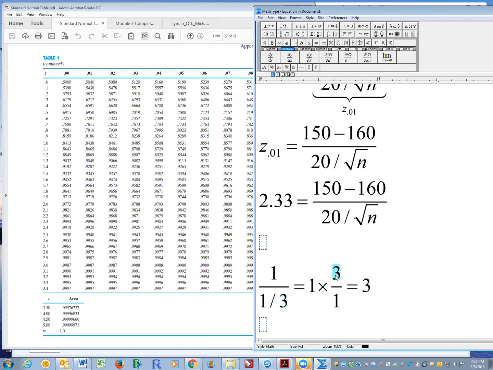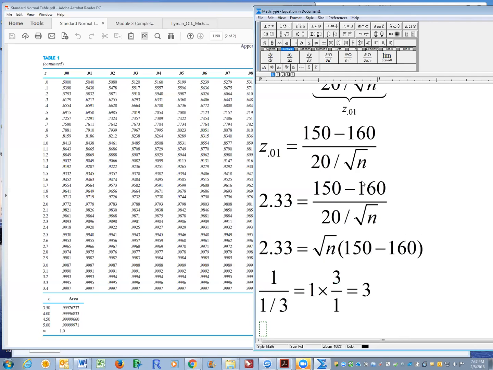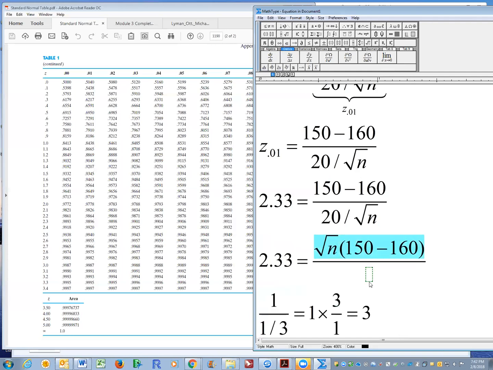So this root n here is really just up in this numerator with the 150 minus 160. So I could write this equation now as 2.33 equals root n times 150 minus 160, and then all of that is divided by 20. Is that okay?